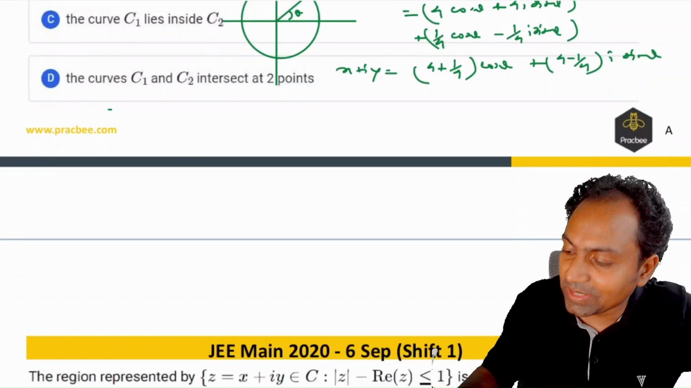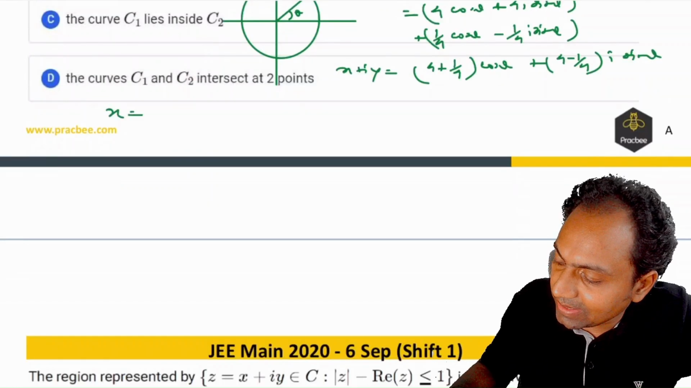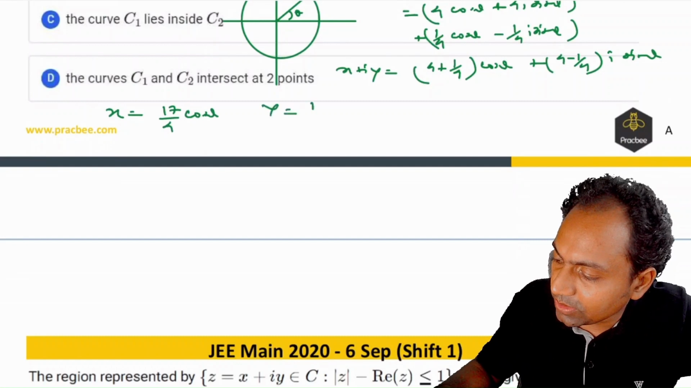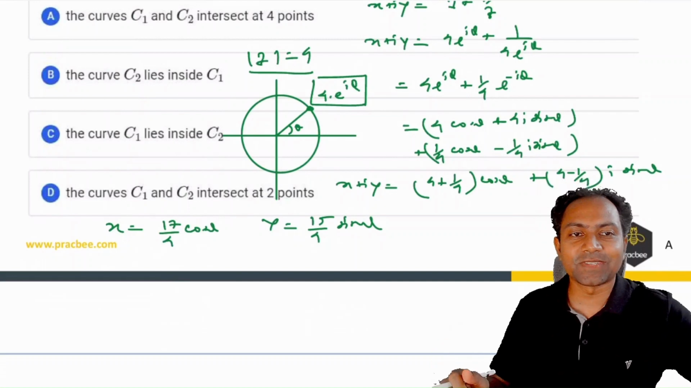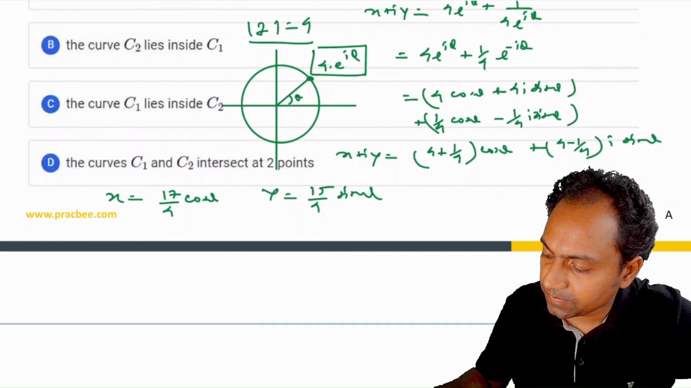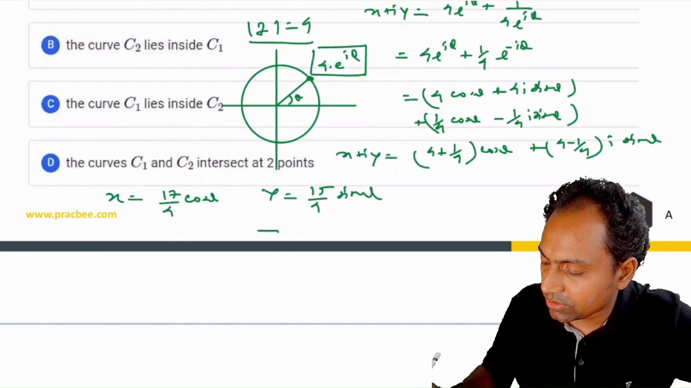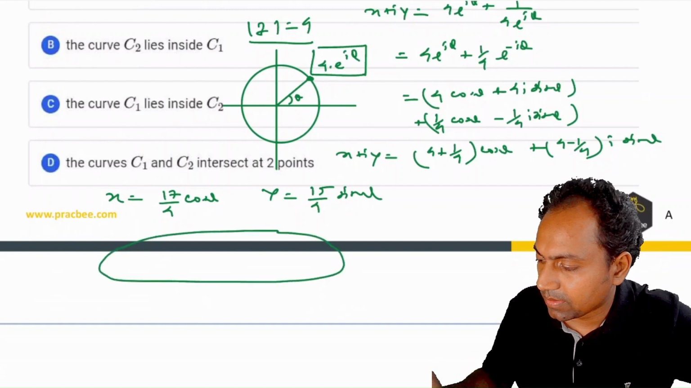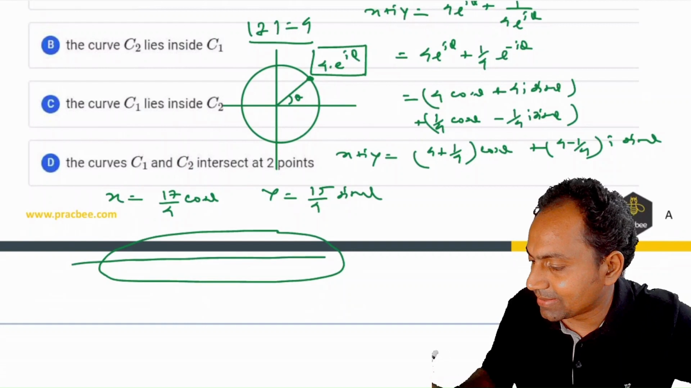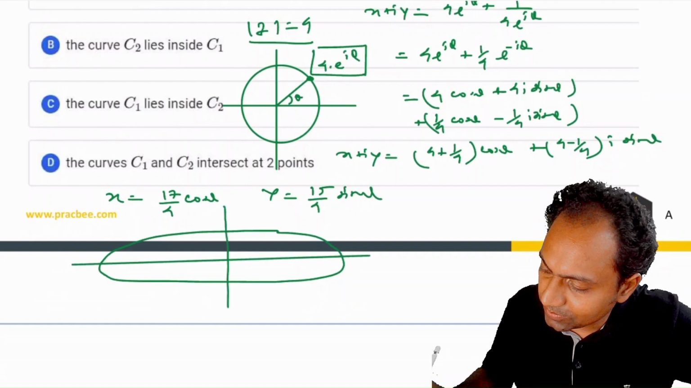Value of x comes out to be nothing but 17 by 4 cos theta, and value of y comes out to be nothing but 15 by 4 sin theta. So if you find the equation of this curve, it comes out to be an ellipse. And if I plot this ellipse, you can see that this is an ellipse with center at origin and is in this shape. So this is how my ellipse looks like, with the center at 0, 0.